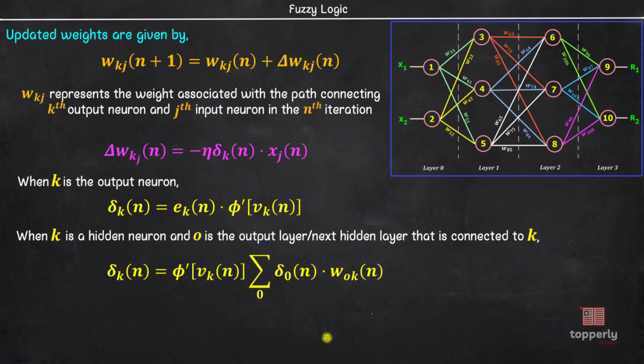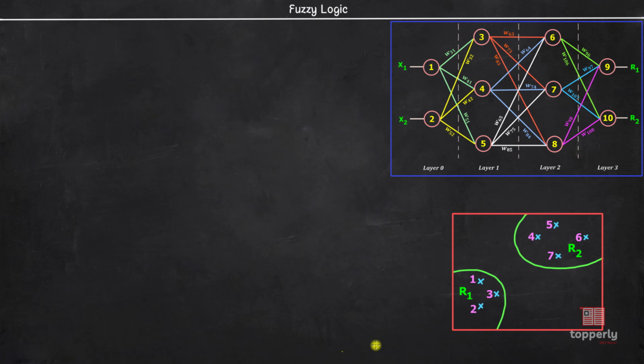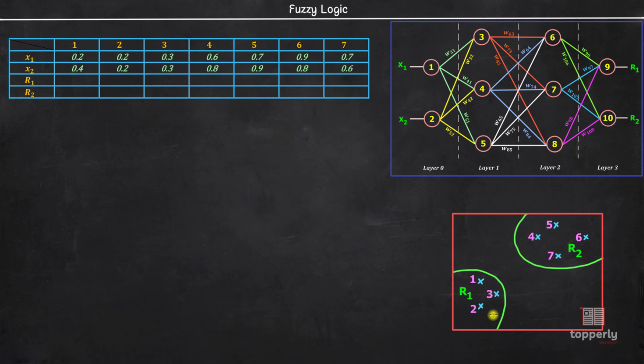Okay, so let's start. We will first find the coordinates of our existing data points and classify them into either region R1 or R2. You can see that points 1, 2 and 3 belong to region R1. So their membership value in R1 is 1 and their membership value in R2 is 0. Similarly, points 4, 5, 6 and 7 belong to the region R2. So their membership value is 1 in region R2 and 0 in region R1.